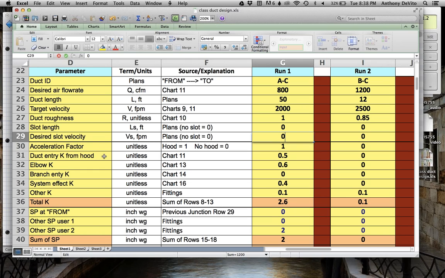The duct entry K for the hood, in other words, the loss factor, that K factor for the hood is how much? Anybody remember? What was it? 0.7? 0.7, good. The elbow factor, now we got to go to our chart for elbows. That's 13. And we didn't mention what the radius was, okay? The ratio of the diameter to the radius, right? So if the diameter of the ductwork, let's start off by assuming it's 6-inch ductwork.